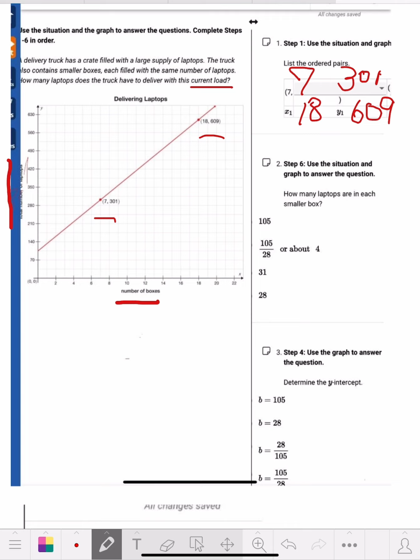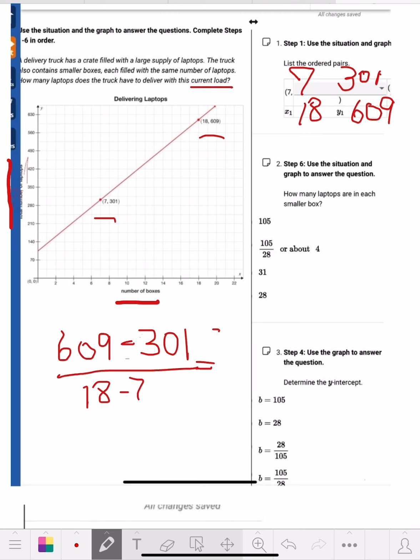Now, it says, use the situation and graph the answer to the question. How many laptops in each smaller box? Of course, I kind of thought it was 7 and 301. But when I'm doing the math, I'm really not coming up with any one of these answers here, okay? But if you take the points, let me write them right on there. So if you take 609 minus 301 over 18 minus 7, those are your points, equals, okay, I got 308 over 11 equals 28. Sure enough, 28 is one of the answers, okay? So that's how they did the solution for that.